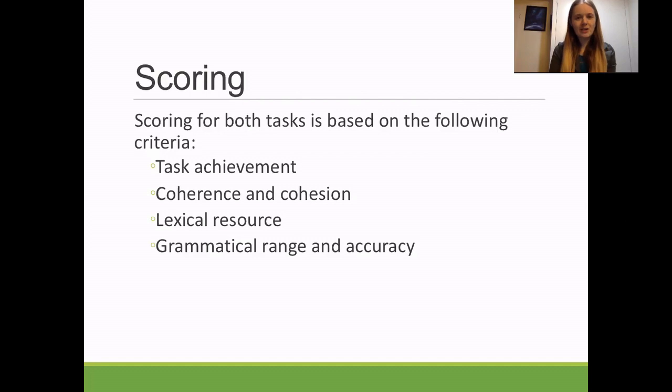For scoring, for both of the tasks on the writing section, these are the 4 criteria that everything is based on. So they are task achievement, coherence and cohesion, lexical resource, and grammatical range and accuracy. And we'll talk in more detail about all of those.